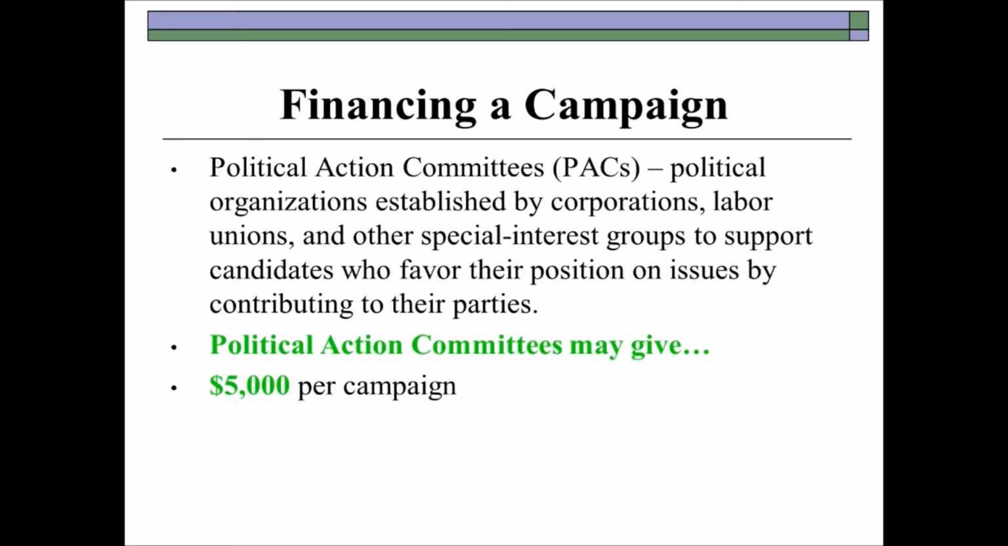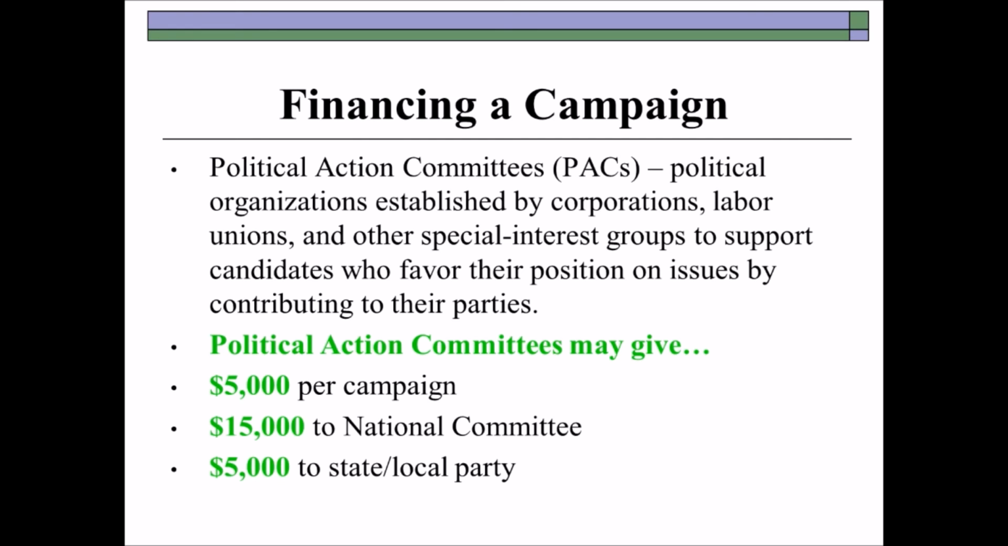Here are the rules for political action committees. Political action committees can give $5,000 per campaign, $15,000 to a national committee for a party, like the RNC or the DNC, and $5,000 to a state or local party. Now, here's the kicker. That's how the political action committee can donate directly to party members or candidates for office. That's how they take care of that.